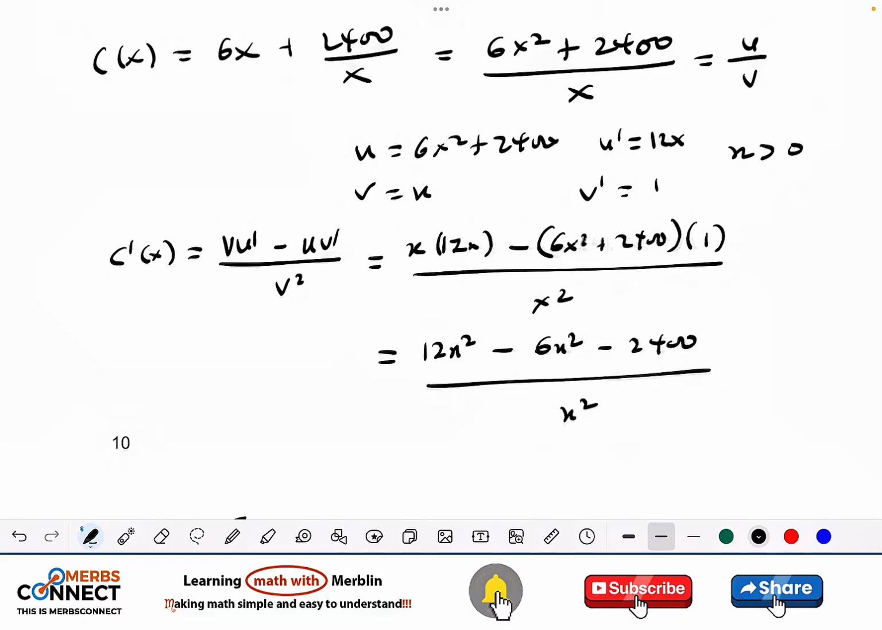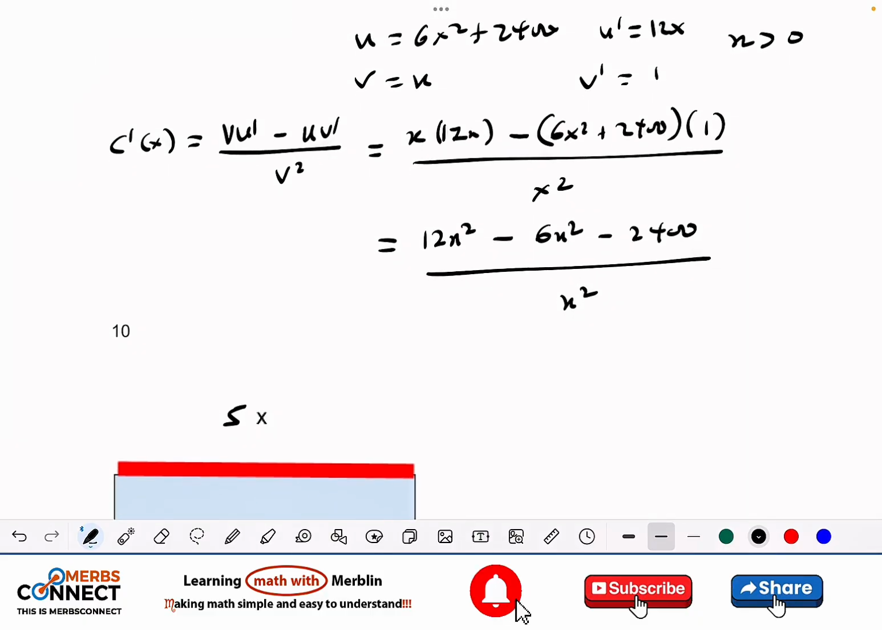x squared. So now we need to look for values that are going to make the function 0. Now we said that our denominator cannot be 0. So the only one that can be 0 is the top, right? So let me even simplify the top. The top is going to give us 6x squared minus 2400. Good.